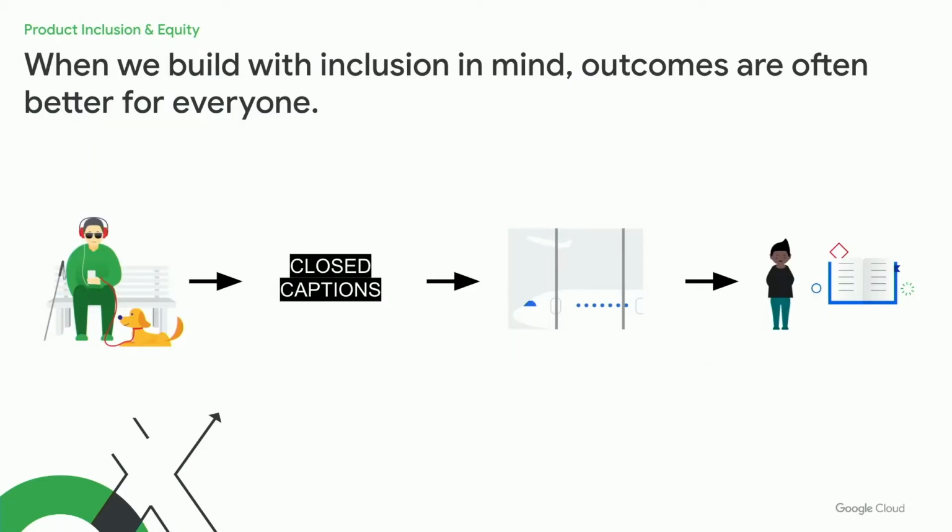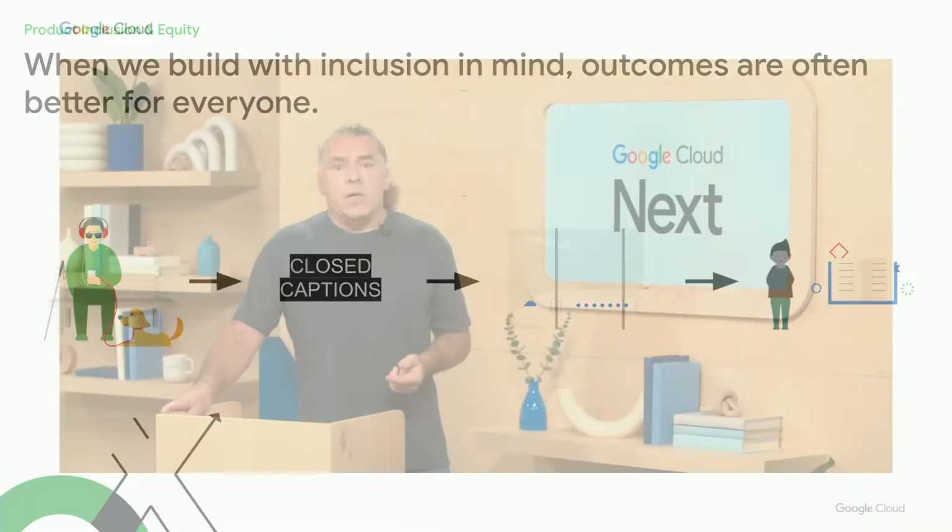When we build with inclusion in mind, outcomes are often better for everyone. For instance, closed captions were invented for people who had a hard time hearing. Now, people in loud airports also use it and can help children who are learning to read. Closed captions can help in all meeting types, allowing for participants where English is not their first language.